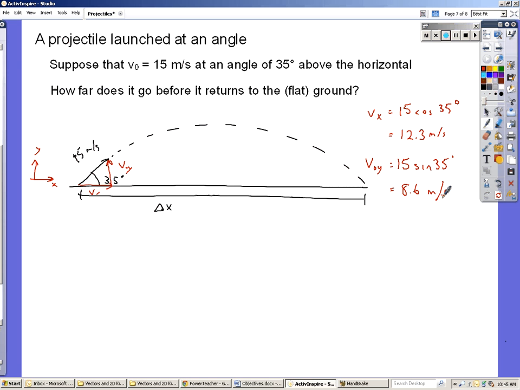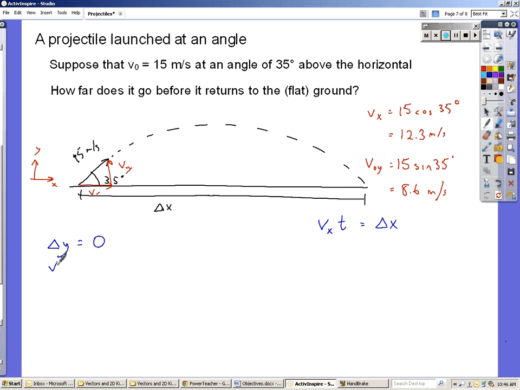So we know that the x component of velocity is constant, so therefore we can say that vx times t equals delta x, where t is the time in the air. Now in order to get the time in the air, we have to use the y component of the velocity. So we know, first off, and this is the tricky part, that delta y is equal to 0, because it returns to the same level as it started at. So its net up and down displacement is nothing. It ends where it started.